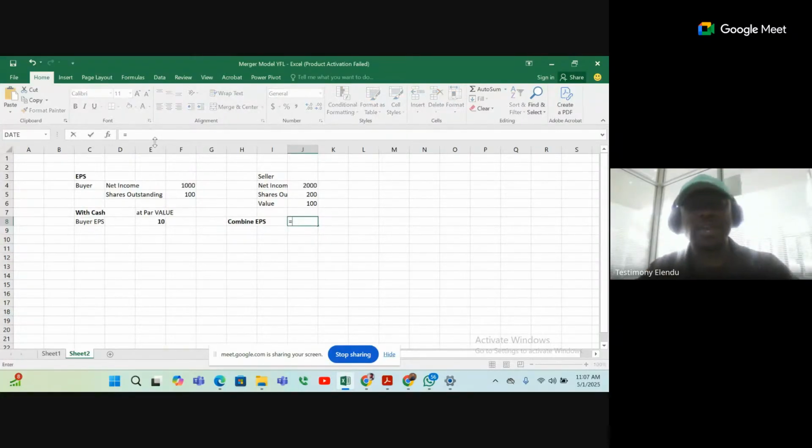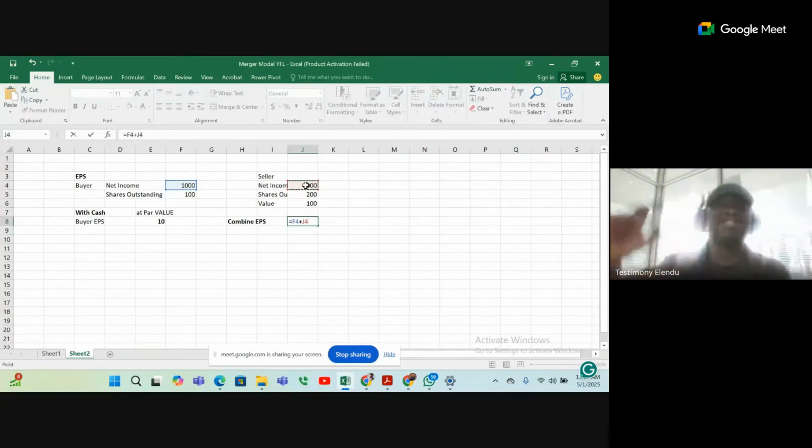So now combined EPS is we add the net income of the buyer plus the net income of the seller. But remember that we spent money to be able to use this cash. And the money we spent is called interest. So we have to deduct that cost from the net income.